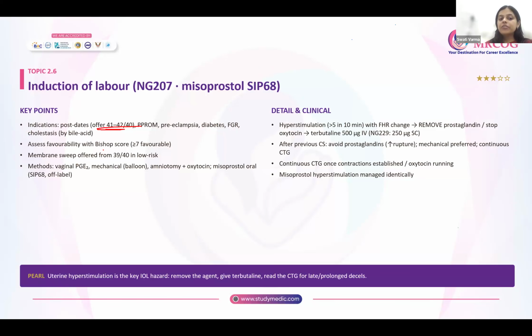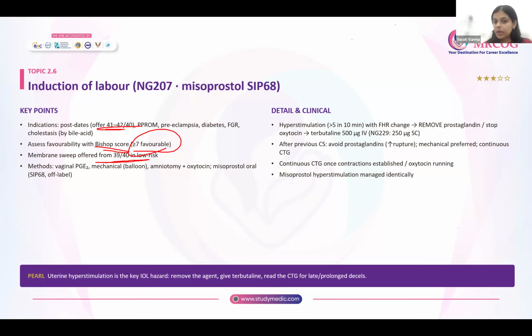First, assess favorability with Bishop score. This Bishop score is important. 7 or more is favorable. Membrane sweep is offered from 39 weeks in low-risk women. When you look at antenatal care, when different visits at different gestational ages are given, at 39 weeks we offer membrane sweep. Methods: vaginal PGE2, prostaglandin, mechanical balloon, amniotomy plus oxytocin, or oral misoprostol. Any of these methods can be used for induction. They are licensed. Oral misoprostol is off-label, but yes, for IUFD and all, misoprostol is given vaginally.